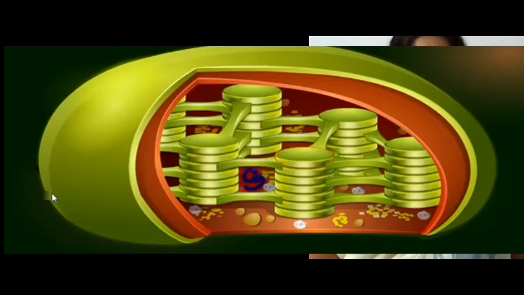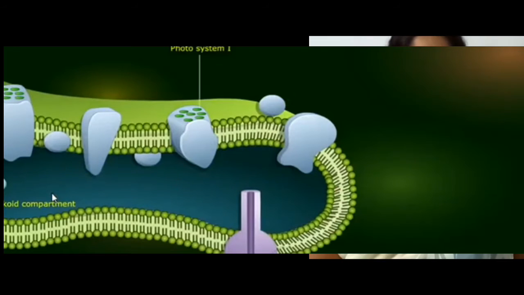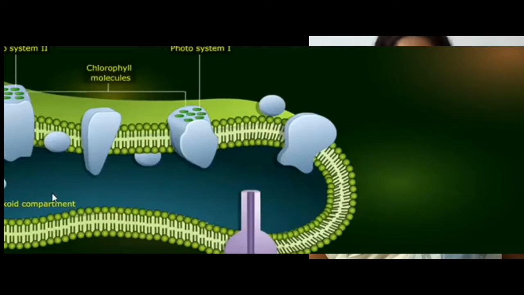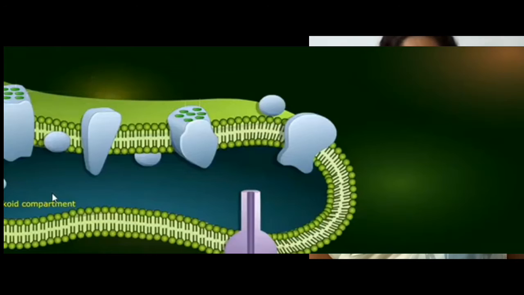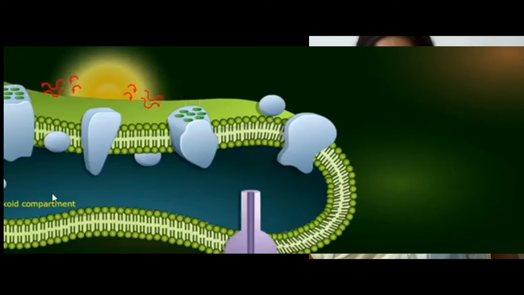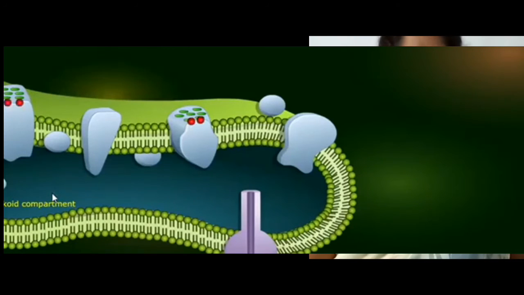The light reaction takes place in chlorophyll containing thylakoids called grana of chloroplast. Step 1. The chlorophyll exposed to the light energy becomes excited by absorbing the photons. Photon is the smallest unit of the light.